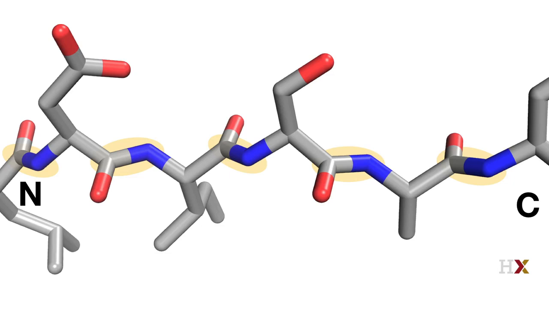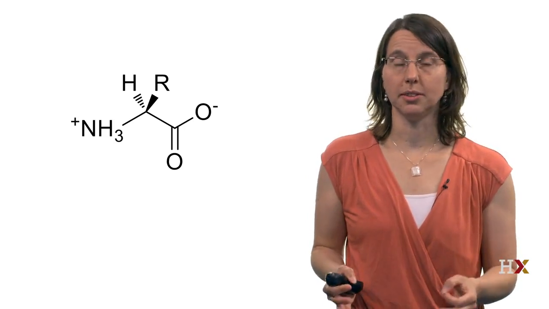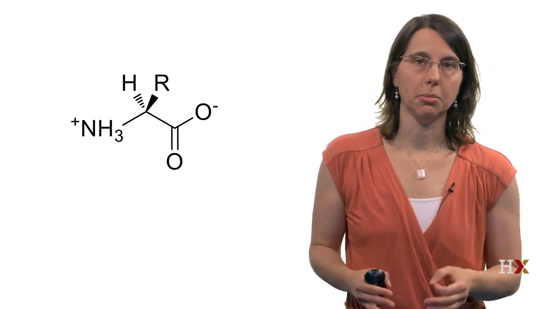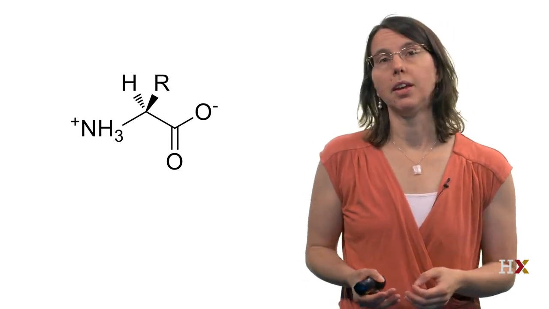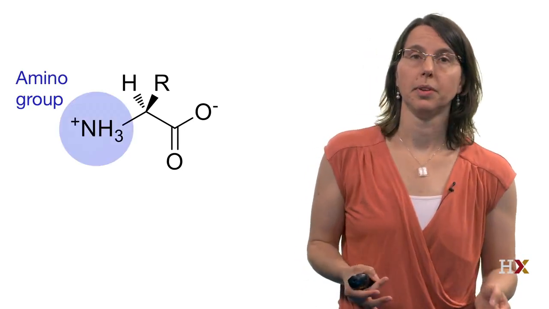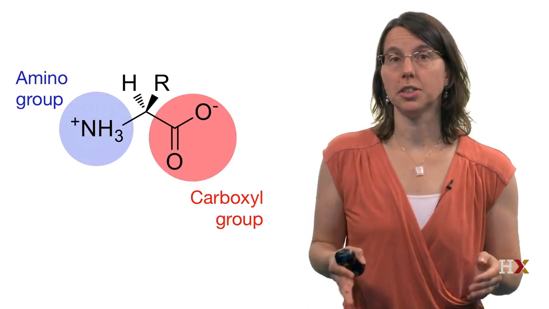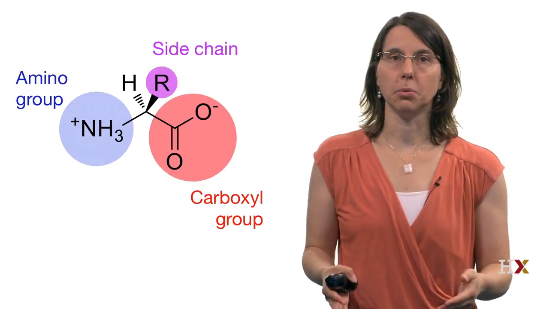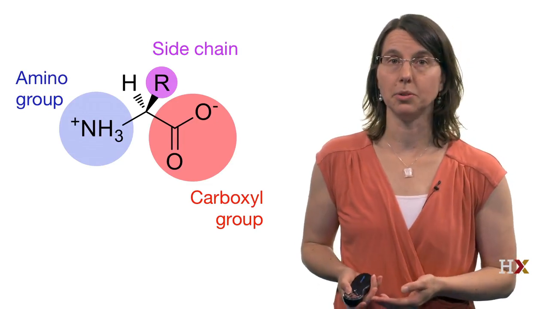So each amino acid has 4 different groups coming off of its central carbon, which is called the alpha carbon or C-alpha. First is just a hydrogen group. Then there's an amino group, a carboxylic acid group, and finally the R group or side chain, and that's the variable one. That's the one that varies between the 20 different common amino acids in proteins.